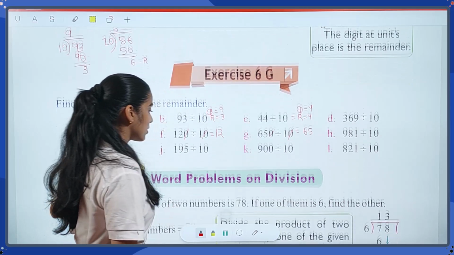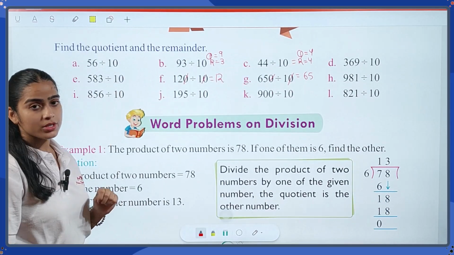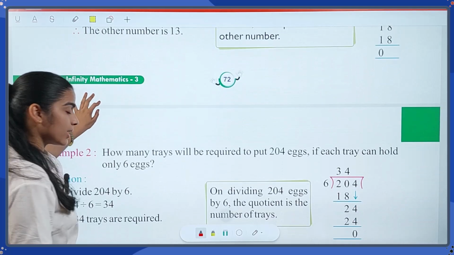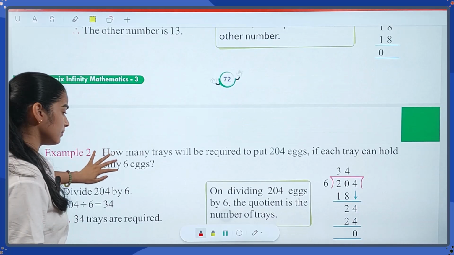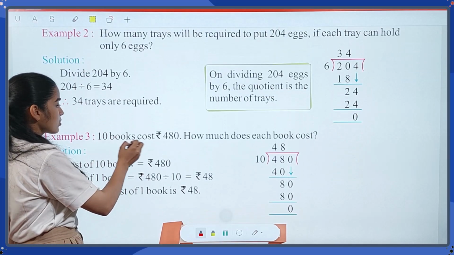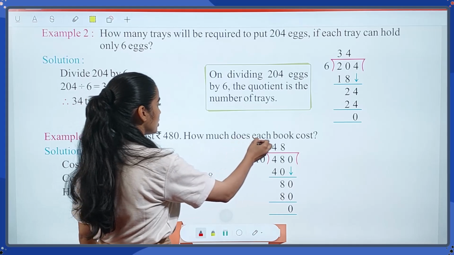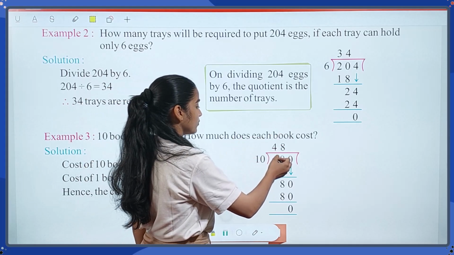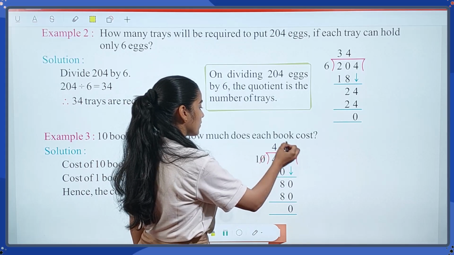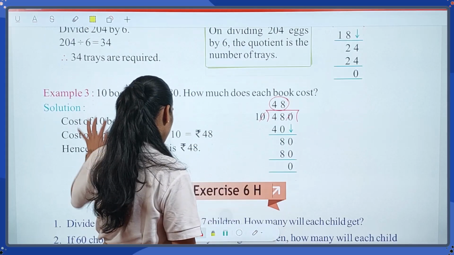Now we have word problems on division. The same process we have to apply here as well: we just have to identify our situation based on the question and further apply the division process. 10 books cost 480. How much does each book cost? So you have to do 480 divided by 10. So 0 is cancelled out with 0. Your final answer is 48.